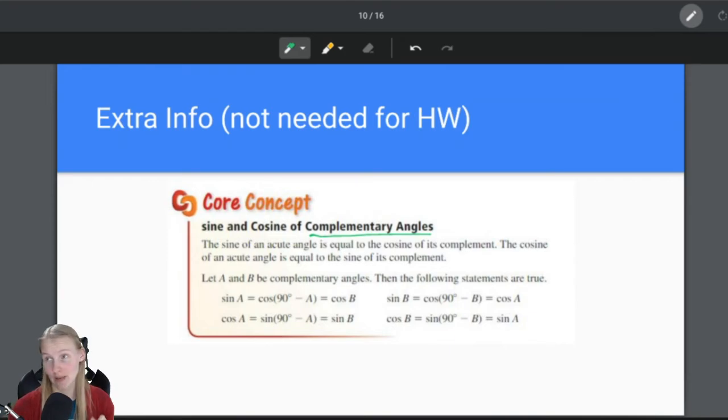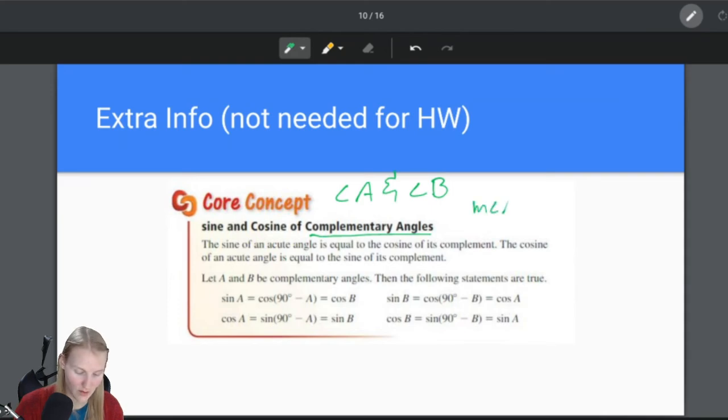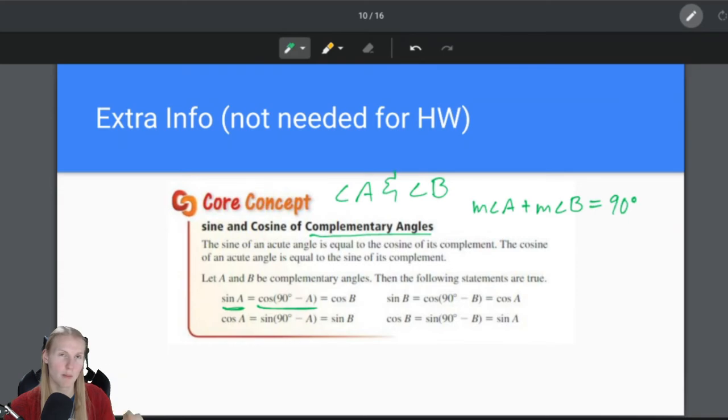And complementary angles are two angles. For example, say angle A and angle B. If these are complementary angles, that means that the measure of angle A plus the measure of angle B equals 90 degrees. So complementary angles are two angles that add up to 90 degrees. So if I have A and B that are complementary angles, then the sine of A is equal to the cosine of 90 degrees minus A, which gives us the cosine of B.